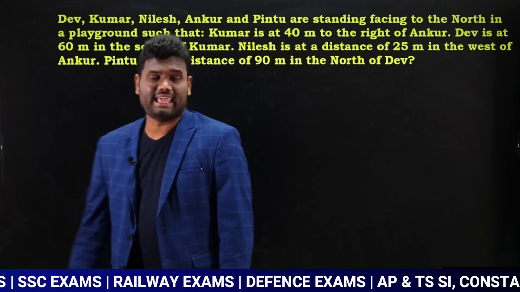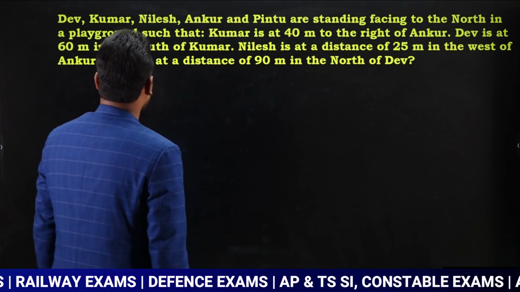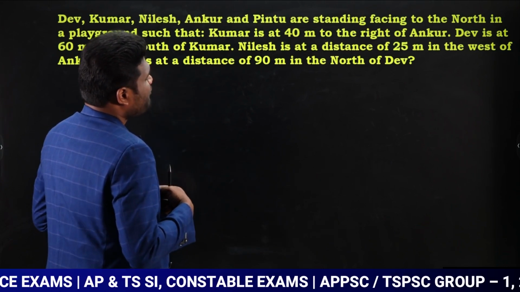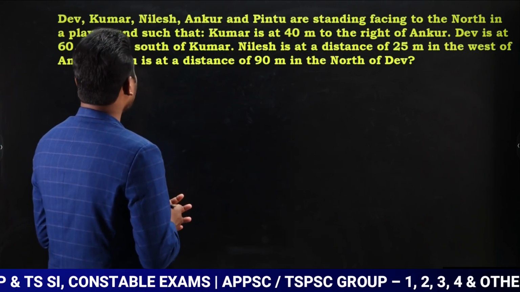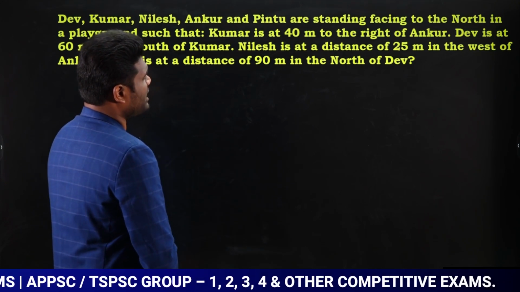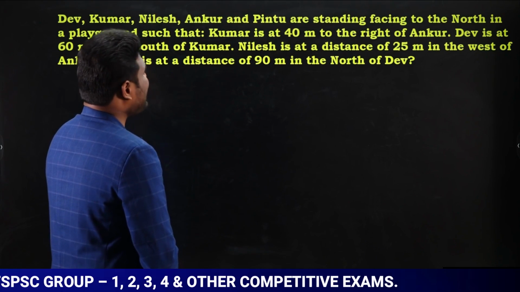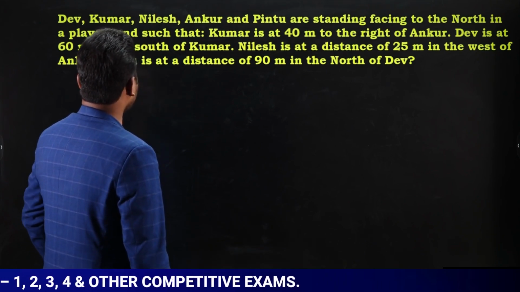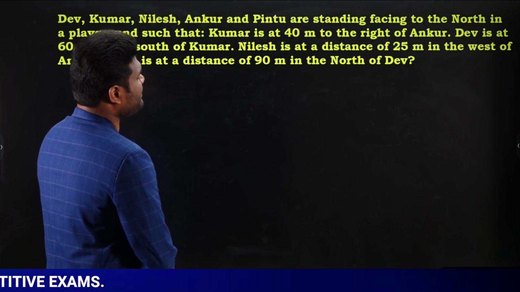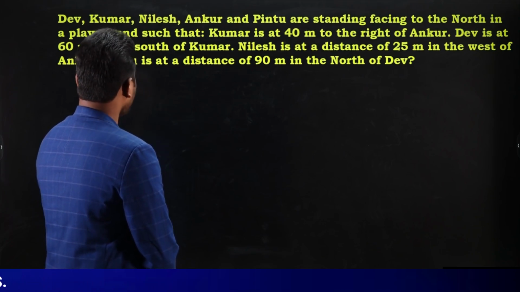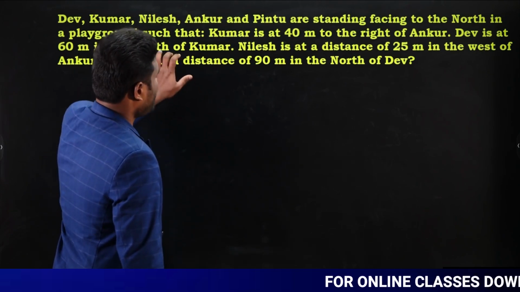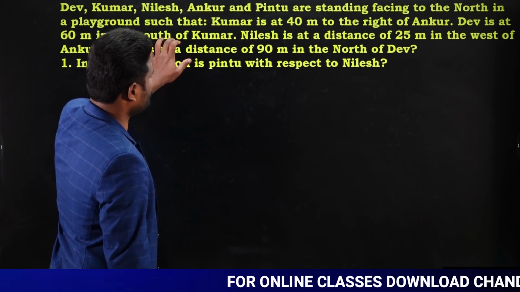Next one. Dev, Kumar, Nilesh, Ankur and Pintu are standing facing north in a playground such that Kumar is 40 meters to the right of Ankur, Dev is 60 meters in the south of Kumar, Nilesh is at a distance of 25 meters in the west of Ankur, Pintu is at a distance of 90 meters in the north of Dev. Now this is the question.